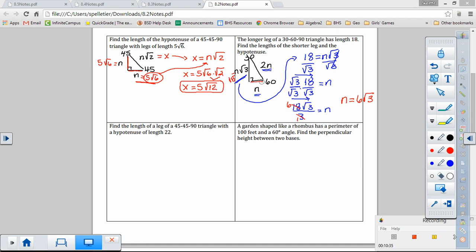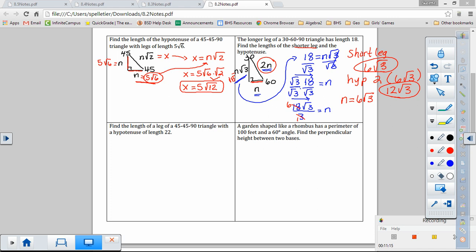So this side length, the short leg, is n square roots of 3. Sorry, is 6 square roots of 3. Let me fix that for you. 6 square roots of 3. And the other thing we had to find, we found the short leg. Now we have to find the hypotenuse. The hypotenuse is 2 times that. So the hypotenuse is 2 times 6 square roots of 3, or 12 square roots of 3. So short leg is 6 square roots of 3, hypotenuse is 12 square roots of 3.